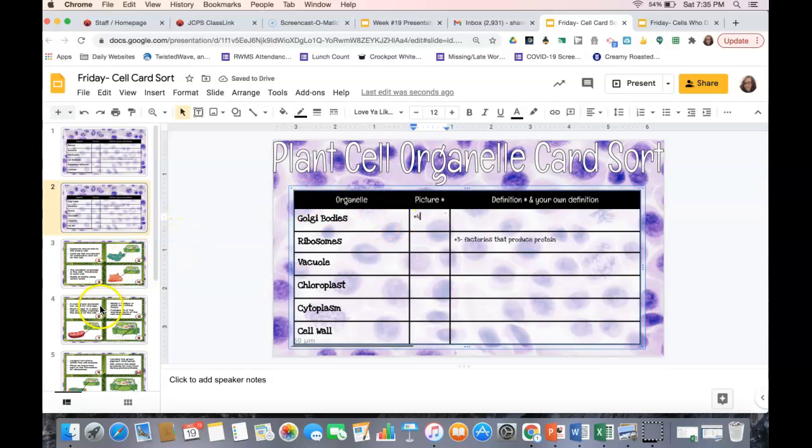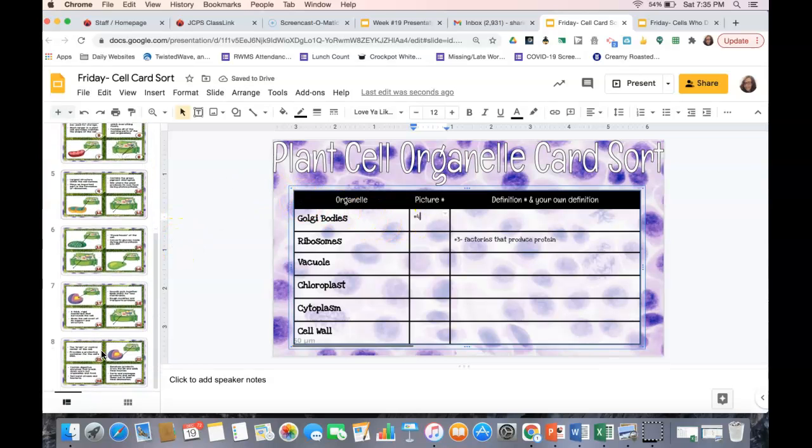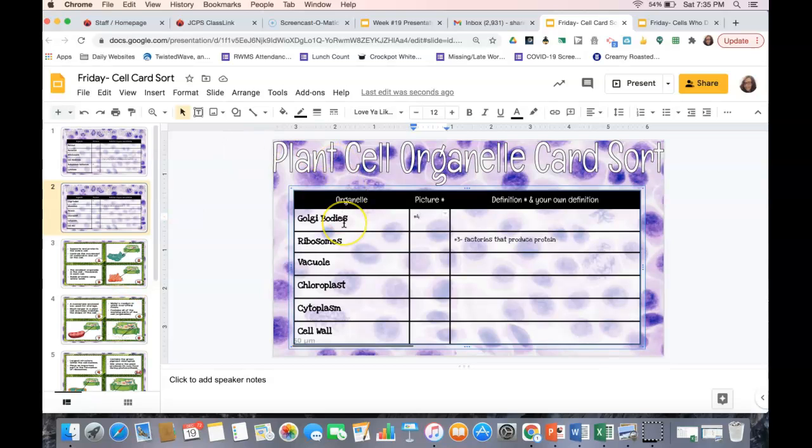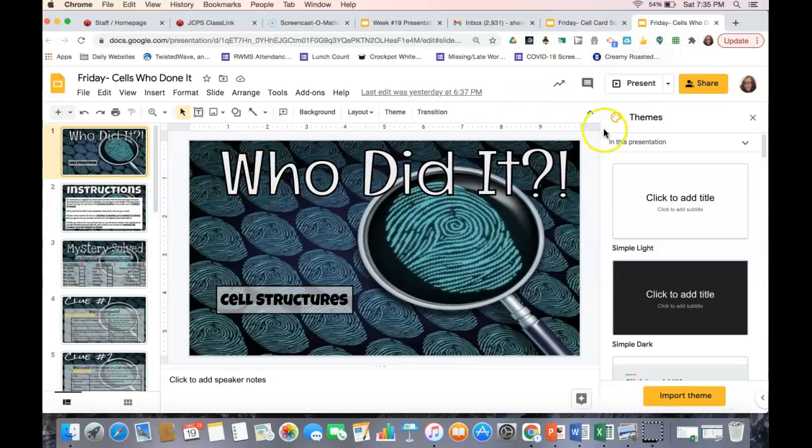Okay, so that's all you're doing for these cards. There's pictures and then functions. That's all it is. Okay, so the next part of your activity that we did today was the Who Done It activity, and I'm going to pull that up right here.